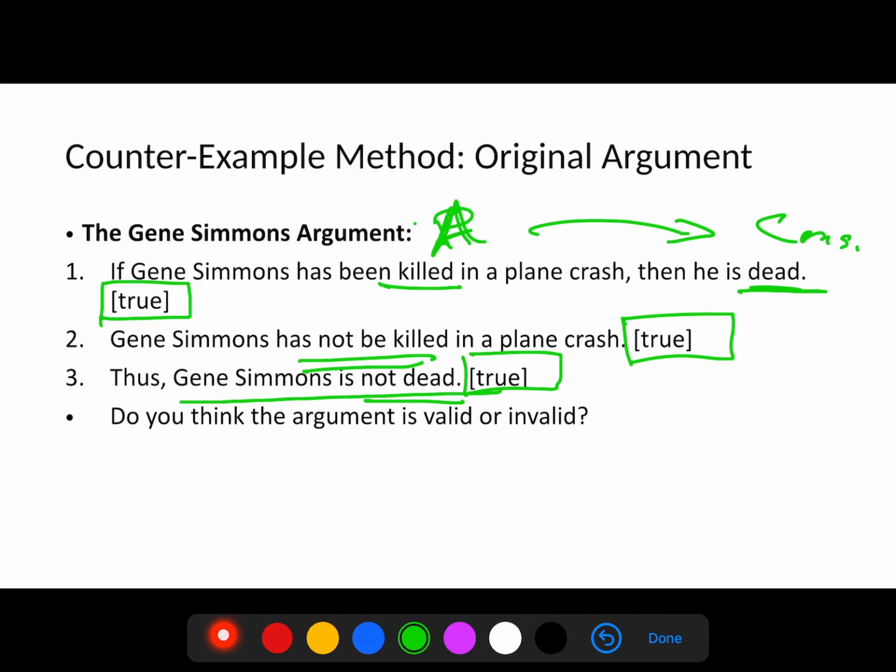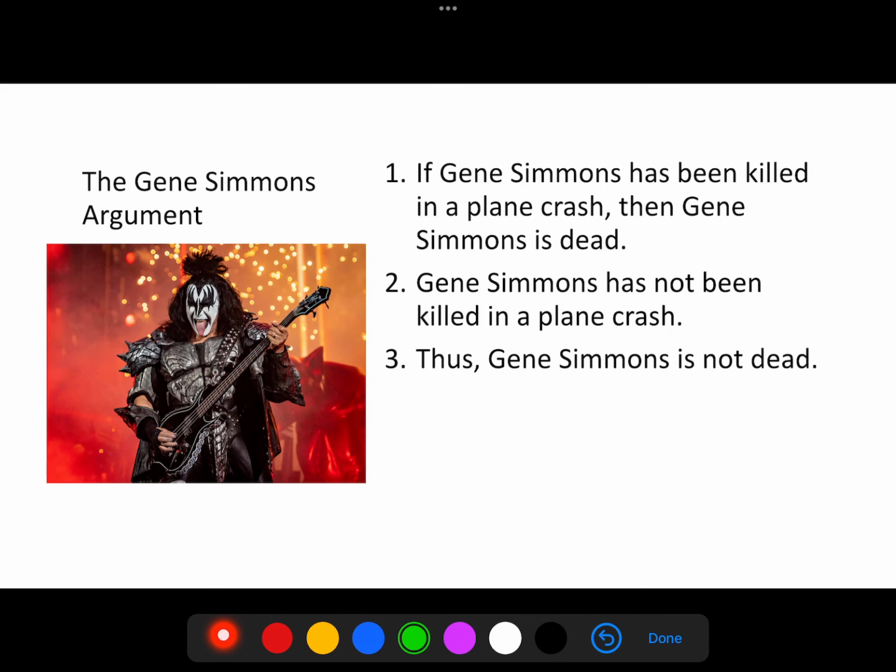If you don't know who Gene Simmons is, maybe this will help. He's the bass player, one of the founding members of the band Kiss that recently retired. Now they have avatars, so that'll be fun. So again, here's our basic argument. If Gene Simmons has been killed in a plane crash, then Gene Simmons is dead. Gene Simmons has not been killed in a plane crash. Therefore, Gene Simmons is not dead.